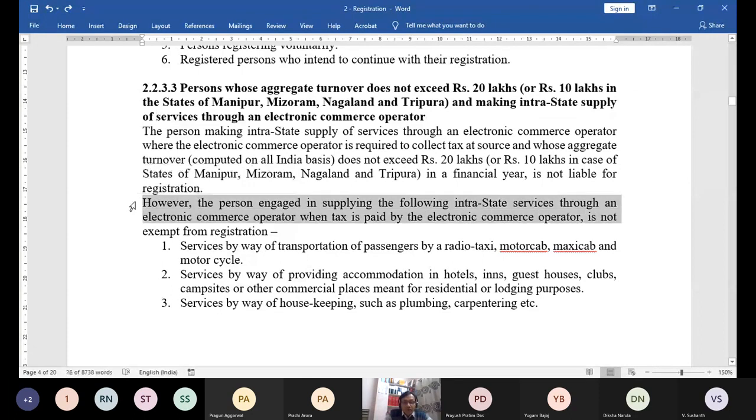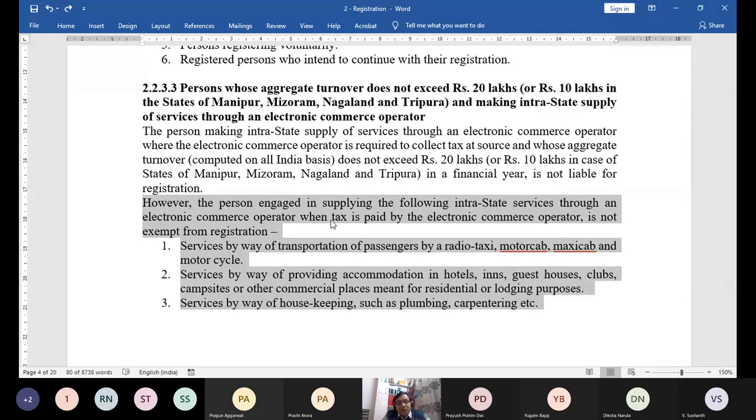First, I am making intra-state supply of services through ECOs, as well as my turnover does not exceed these limits. Then I am not supposed to take GST registration as a supplier. However, as far as these 3 services are covered, which are already written in section 9.5, transportation of passengers, accommodation, housekeeping. Now, if I am a supplier of these services, even if intrastate, even if my turnover does not exceed the limit, then I'm not exempt from registration under this notification. Now, whether I'm liable or not depends upon other provisions. I hope you are getting my point.